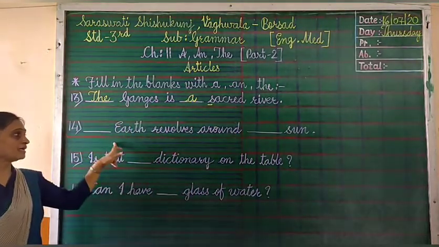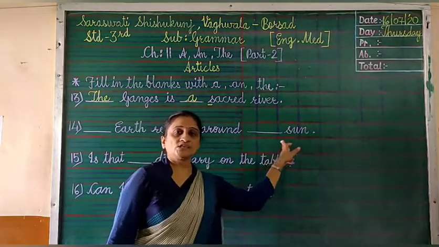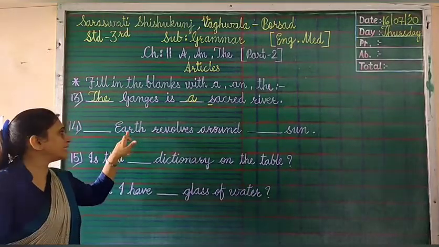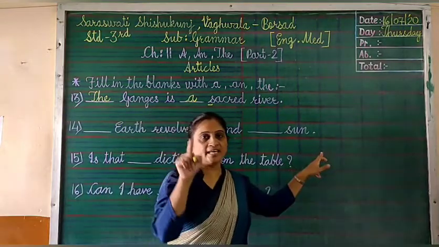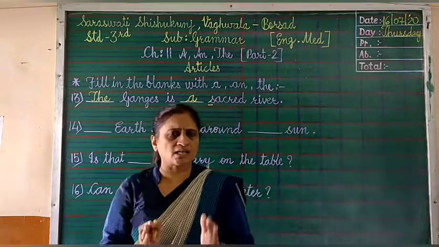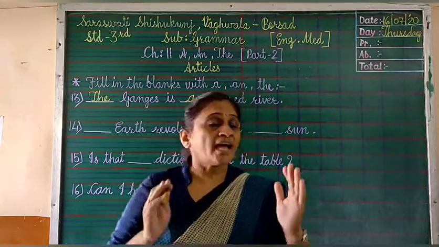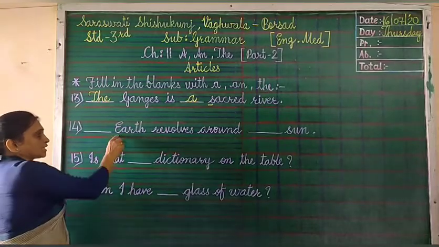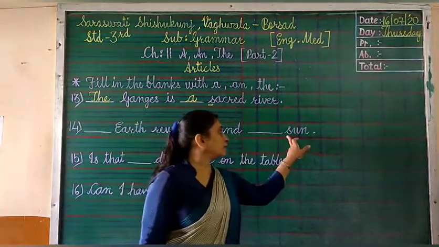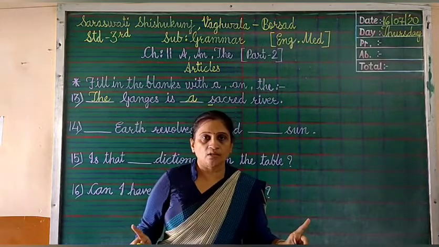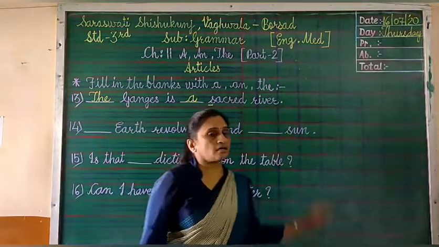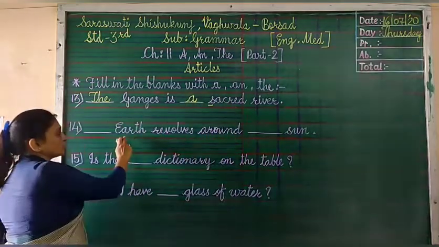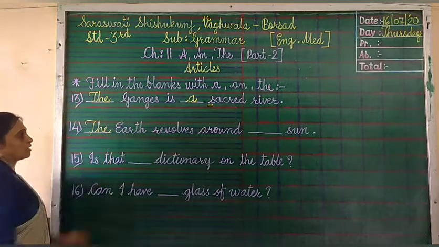Now number 14: dash earth revolves around dash sun. Again the same thing came. The specific, particular name is earth, and the particular, specific name is sun. We are talking about the sun, we know we are talking about the sun, and it is only one. So here before earth, you need not see the first letter of earth, E, and you need not see the first letter of sun, S. Before earth and before sun, you have to keep in your mind these are particular, specific names. So here you have to put the again. The earth revolves around the sun.